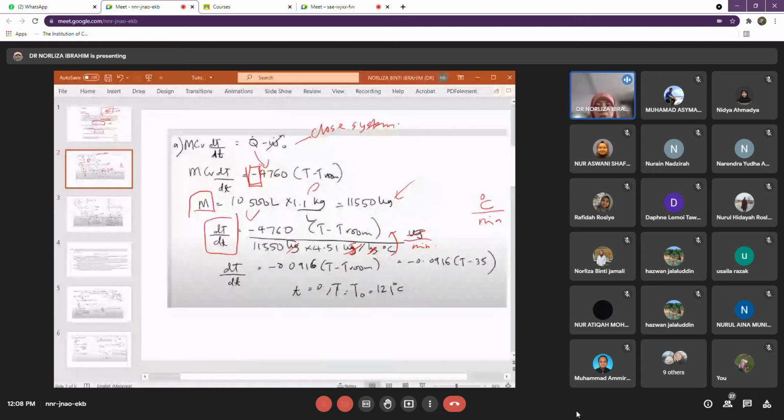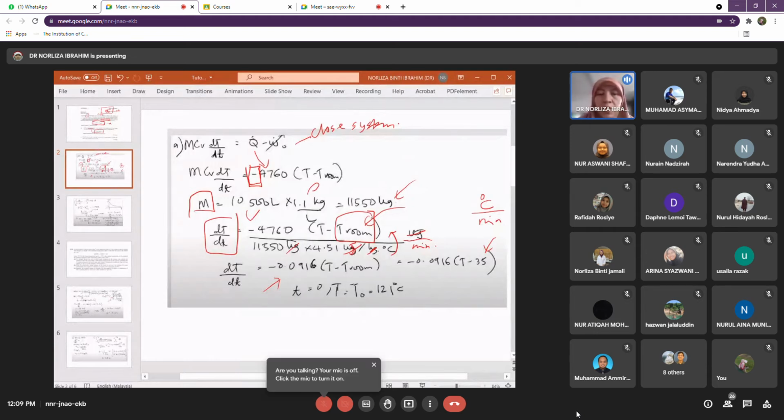Alright, so you simplify that and you get dT/dt equals negative 0.0916 times (T minus T room). Now you replace the T room with 35 degrees C. Then the initial condition is T0. Remember, the temperature change that we are looking at is the temperature of the broth, not the temperature of the room.